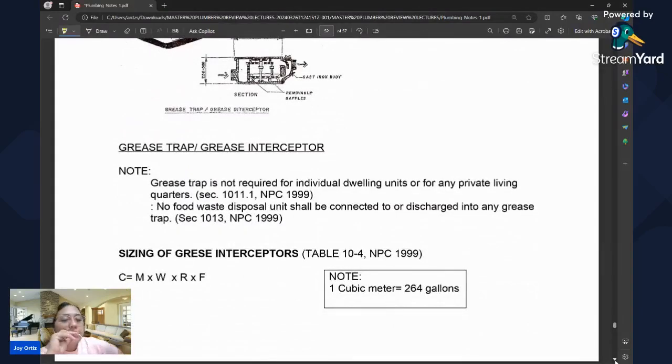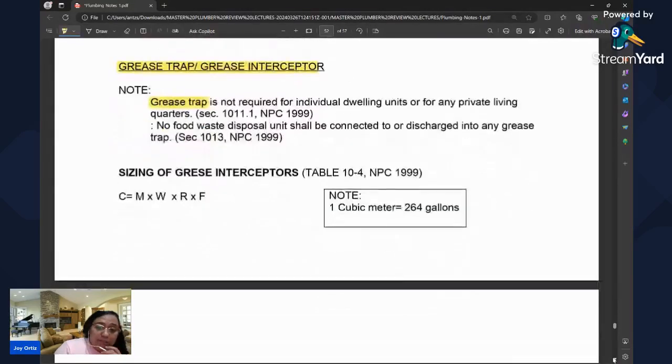So, grease trap or grease interceptor. A grease trap is not required for individual dwelling units or any private living quarters, according to the sections of 1011.1 and PC 99. No food waste disposal shall be connected to or discharged to any grease trap, according to the section of 1013 and NPC 1990.